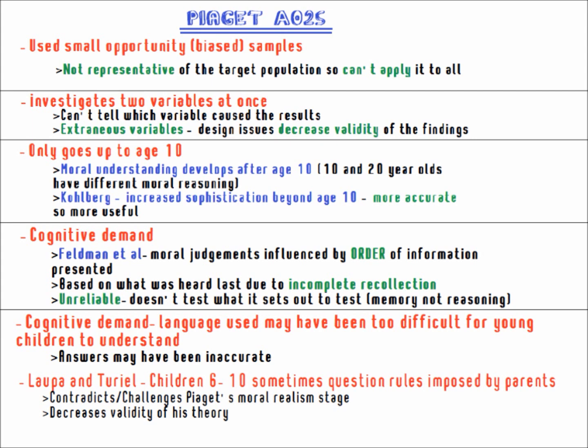Piaget also only goes up to age 10. Moral understanding develops after age 10, as 10 and 20-year-olds have very different moral reasoning. Kohlberg is better as he has increased sophistication beyond age 10, which means it's more likely to be accurate and therefore more useful to us. Lapsley and Turiel said that children aged 6 to 10 sometimes question rules imposed by parents, which contradicts Piaget's moral realism stage. This decreases the validity of his theory.